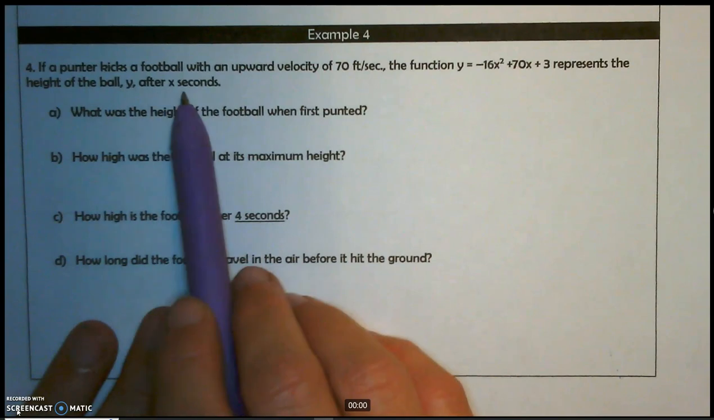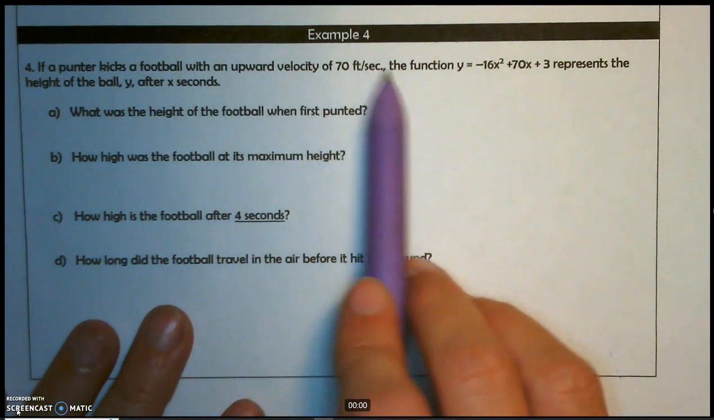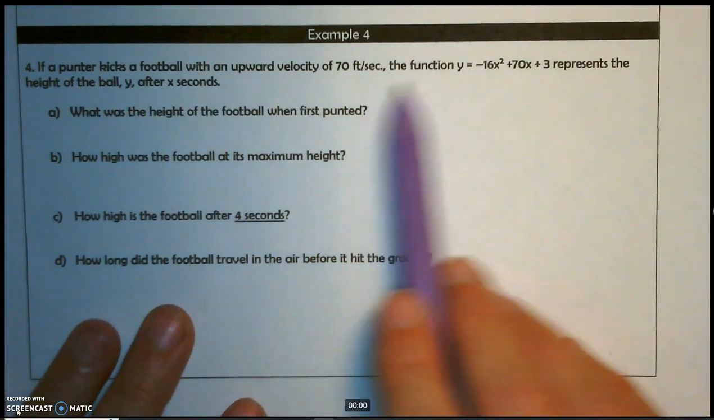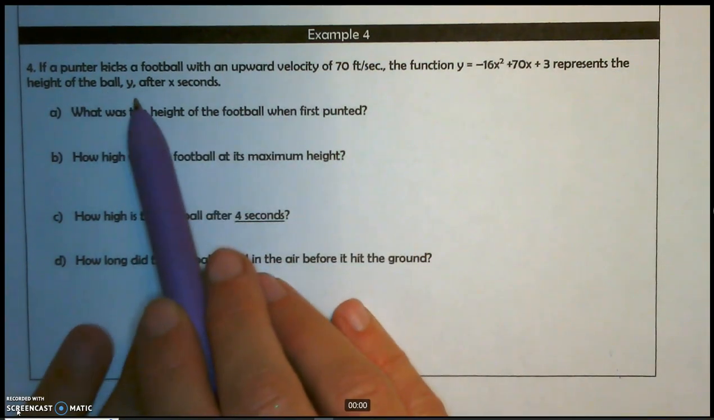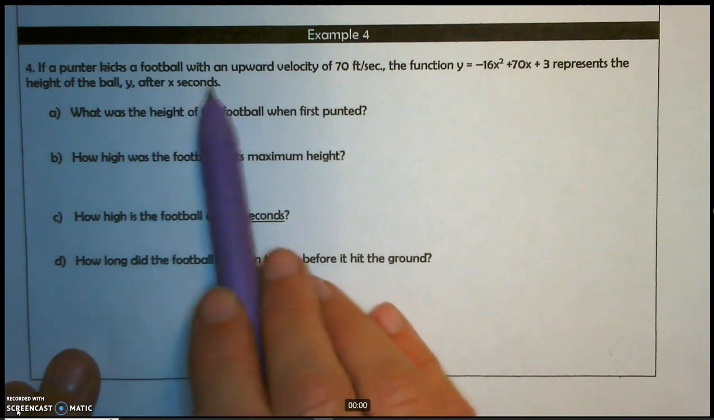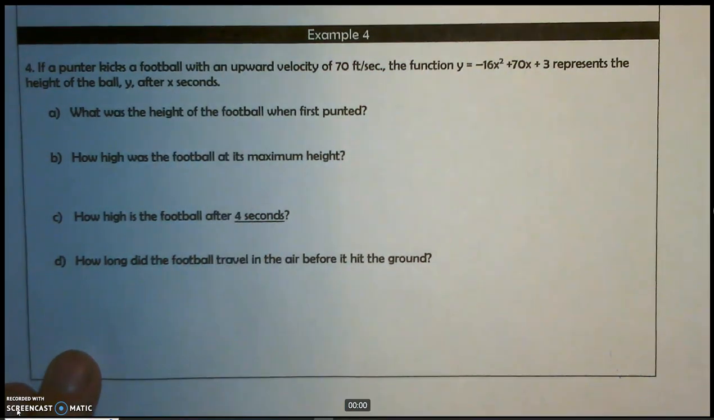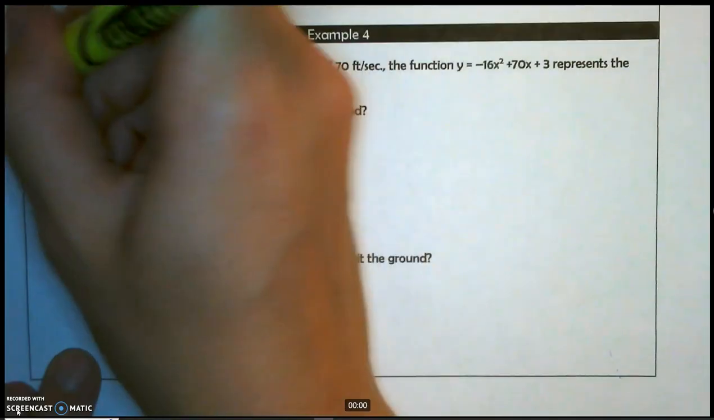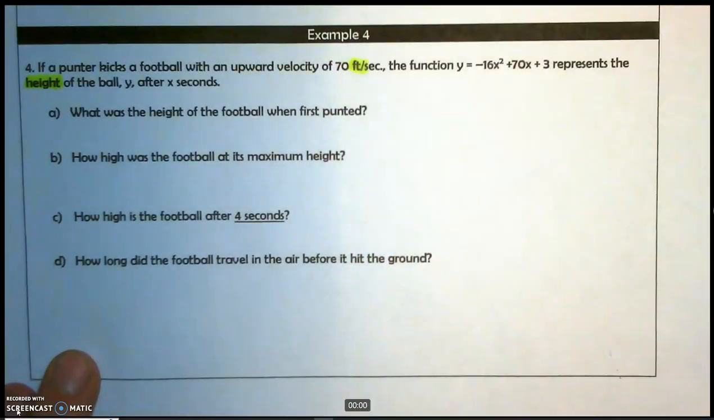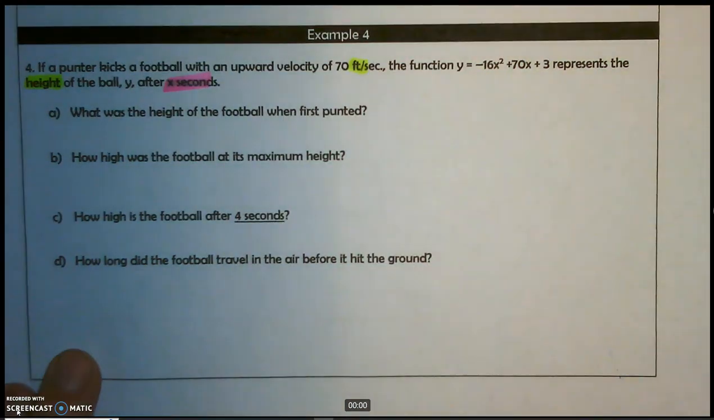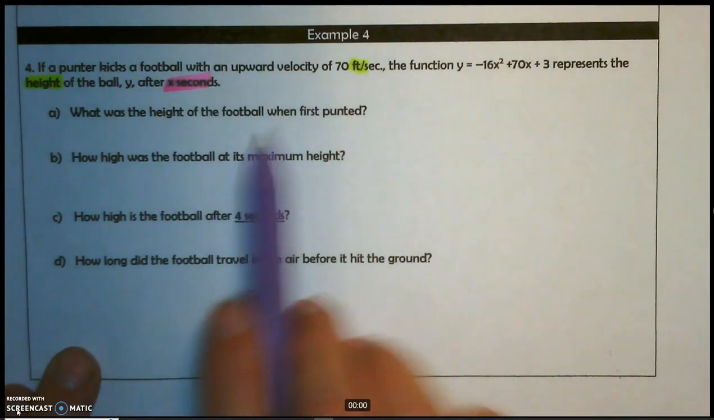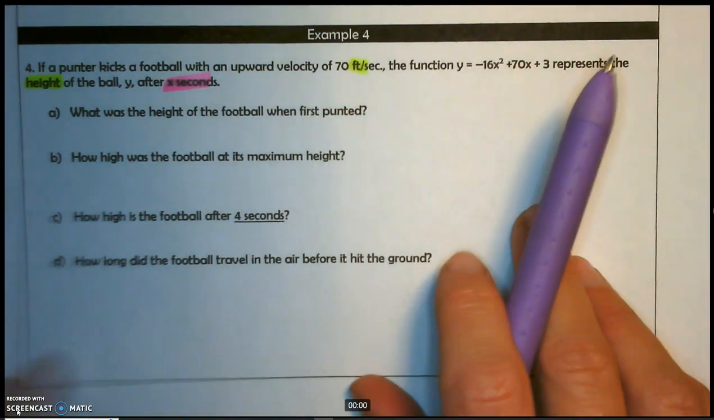If a punter kicks a football with an upward velocity of 70 feet per second, the function shown represents the height of the ball y after x seconds. Notice that the height of the ball is going to be in feet, and time is represented in seconds. So the question asks, what is the height of the ball when first punted?